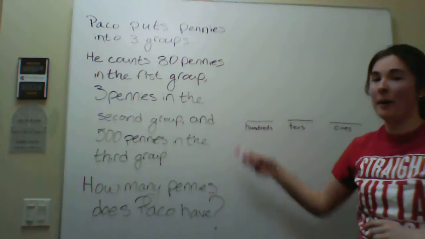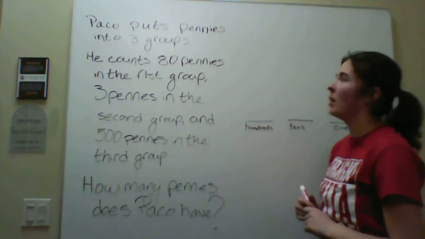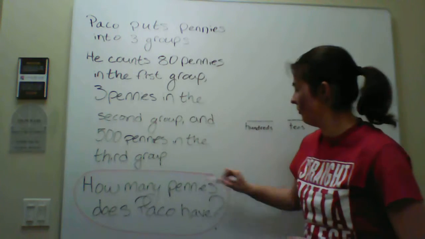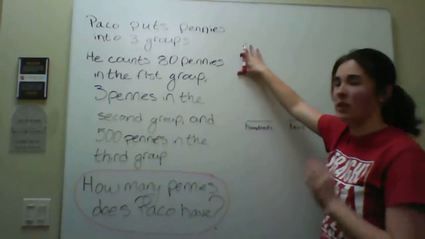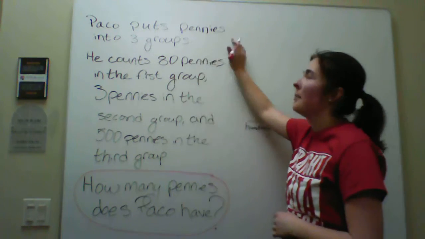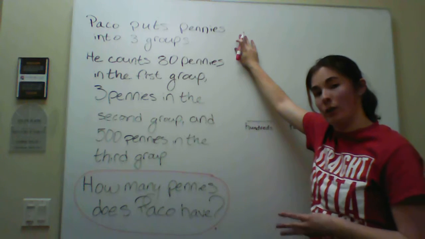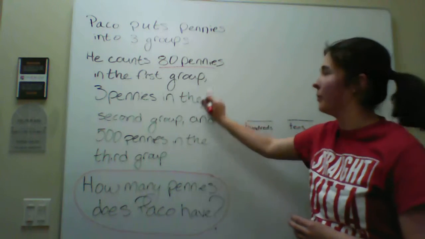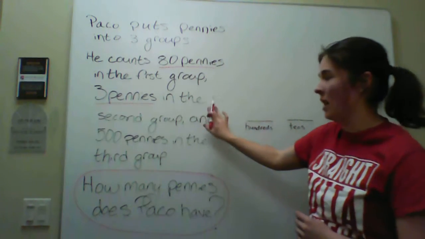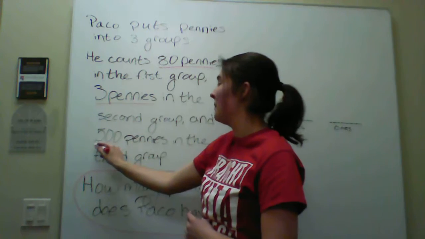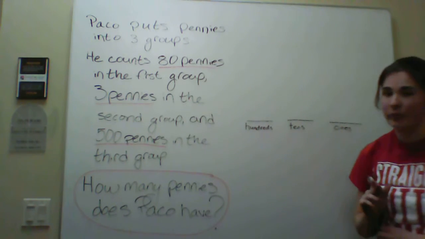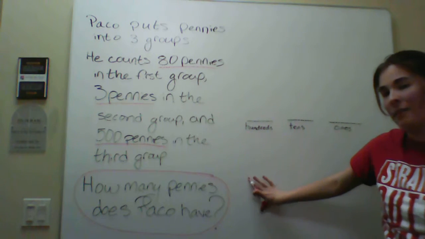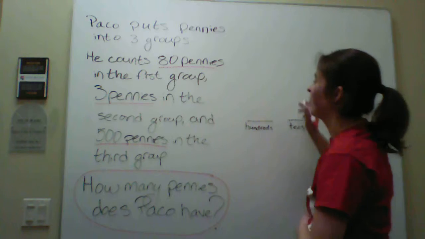Now we are going to be talking about Paco in this word problem. We're going to figure out how many pennies Paco has. We're going to be doing that by using these word clues. Paco puts pennies into 3 groups. He counts 80 pennies in the first group, 3 pennies in the second group, and 500 pennies in the third group. Using these clues, we're going to figure out just how many pennies Paco really does have.